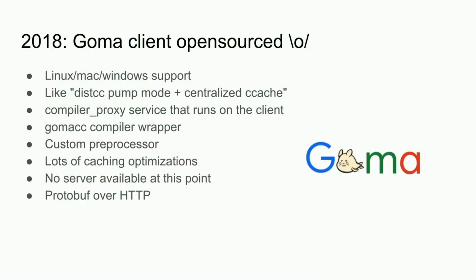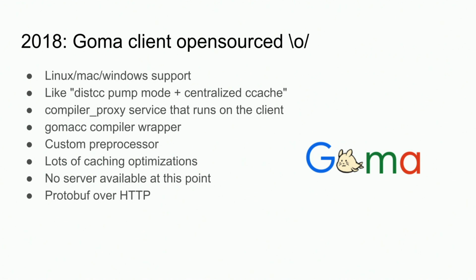It supports Linux, Windows, and Mac clients, although we've only been testing it with Linux. I hear that it's experimental on Mac, but I know that the Chromium Edge team has been using their own Goma backend, so Windows must work. It's kind of like distcc pump mode with a centralized Ccache. So distcc pump mode works by only uploading the files once, and therefore you remove the gigabit Ethernet upload ceiling that you can quite easily hit with ICC.